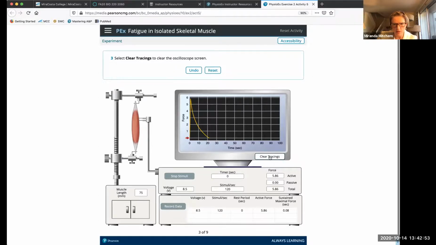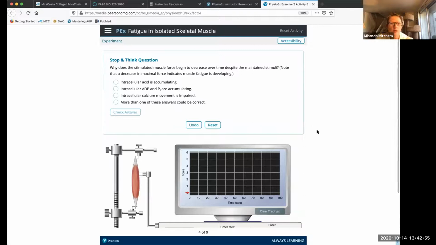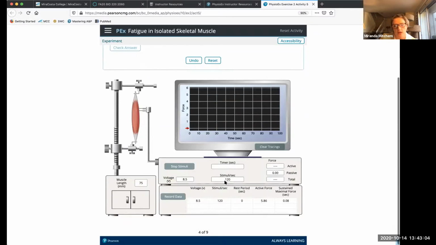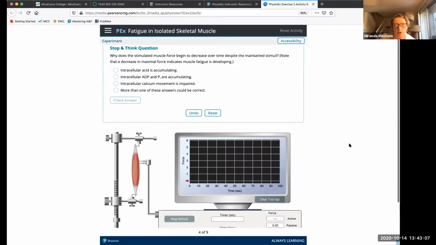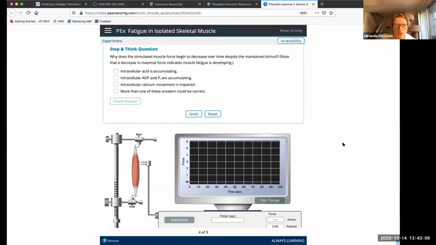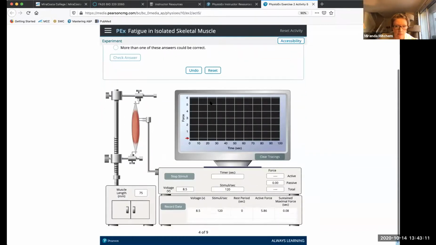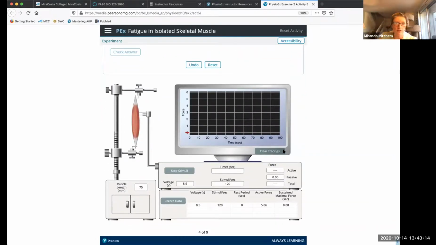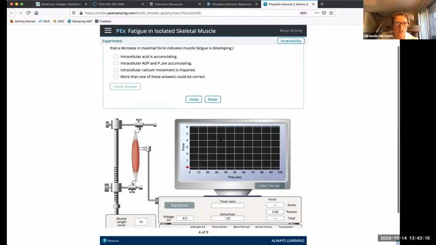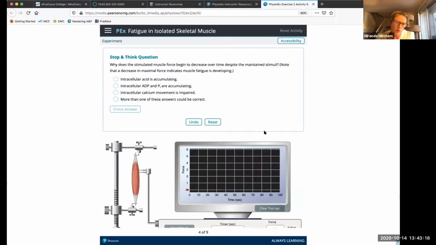And now it says clear tracings. Okay. Why does the stimulated force begin to decrease over time despite the maintained stimuli, right? Because we've held the stimuli constant at 120 stimuli per second. That part hasn't changed. But we did see, right, the curve came back down. So there's definitely a change in force. The force got back down to 0. So what do you think could be happening? Are we using an alternate source of energy to deal with fatigue?